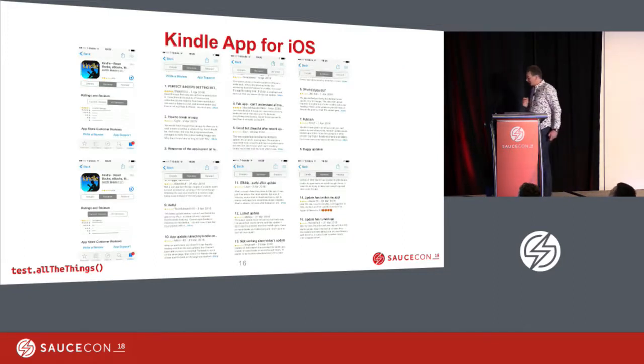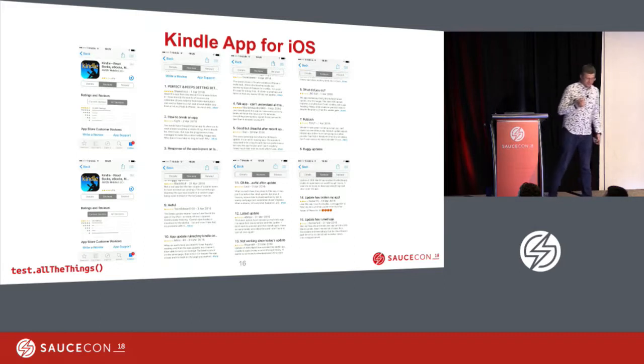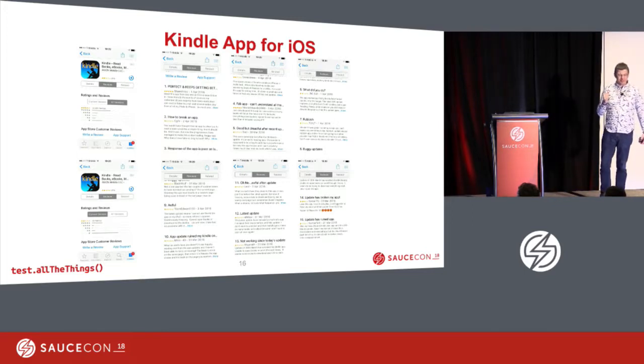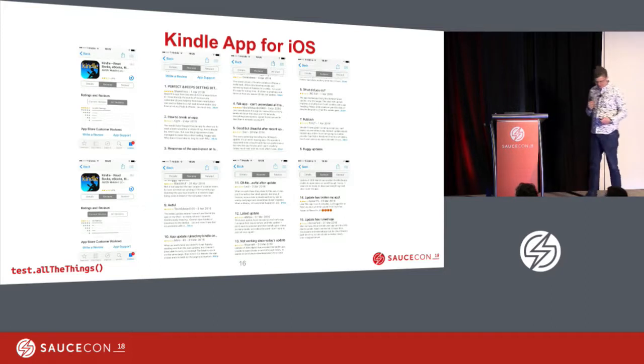This is Kindle. I just wanted to show you that even Amazon isn't immune from all this. They'd released a new version of Kindle for iOS. And we can see it's too small for you to really read, but it says perfect and keeps getting better, 5 stars. How to break an app, 1 star. Awful, 1 star. App update ruined my Kindle. Blah, blah, blah. What did you do, Amazon? So quite brutal feedback here.